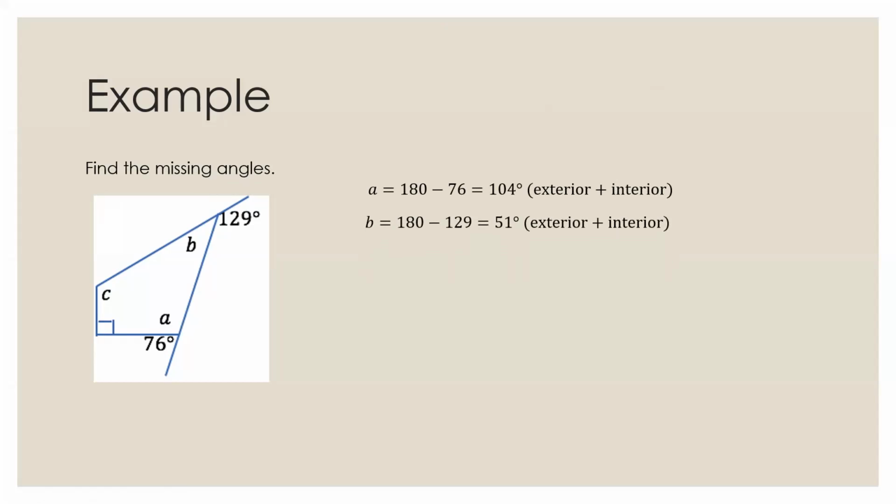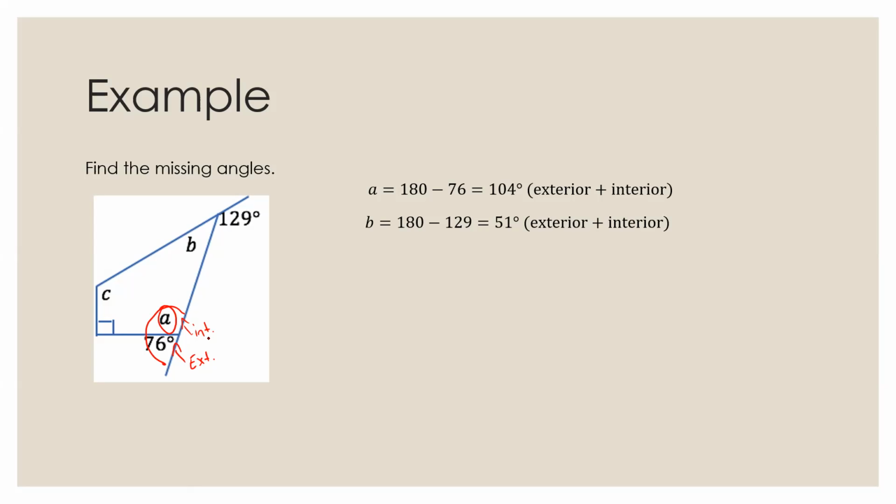So the first thing I'm going to do is I'm going to either find A or B, and it doesn't really matter which one you start with first. I'm just going to go in alphabetical order here. So I'm going to find out what A is first. I noticed first that 76 degrees and A here are exterior and interior angles. This is the interior one, and 76 degrees is the exterior one. So I already know that because they are next to each other and they are corresponding interior and exterior angles, they will add up to 180 degrees.